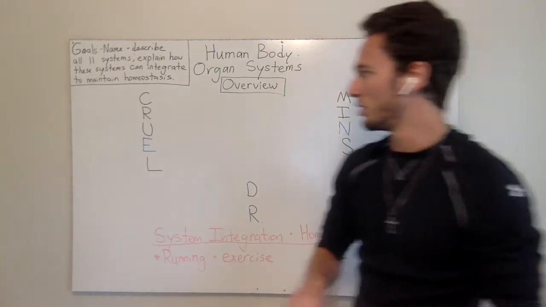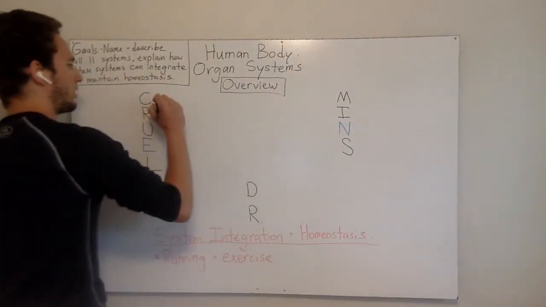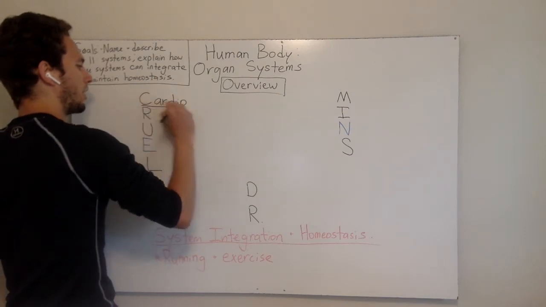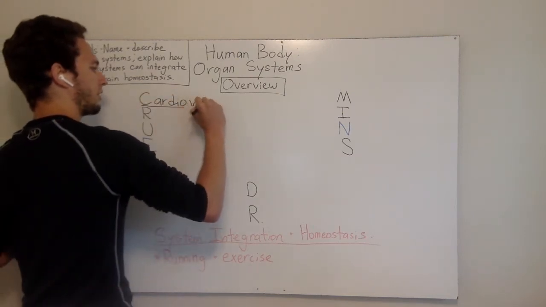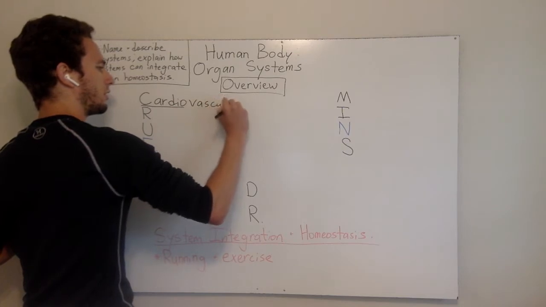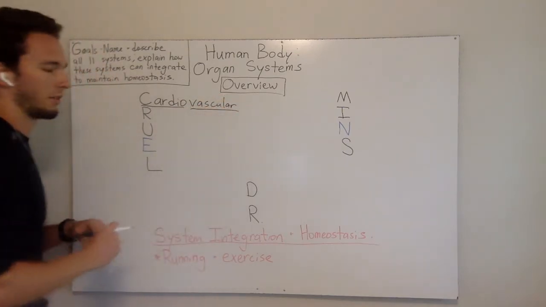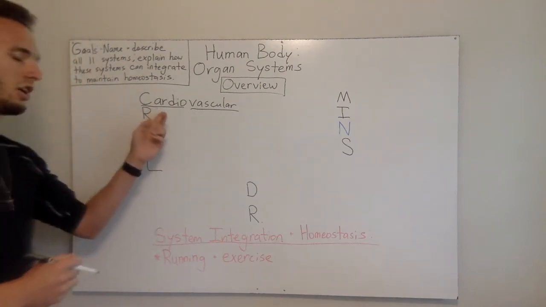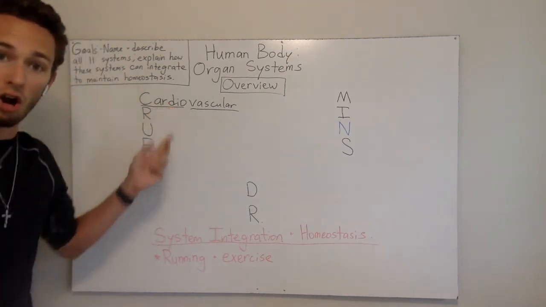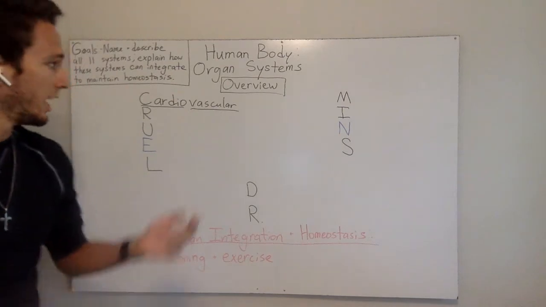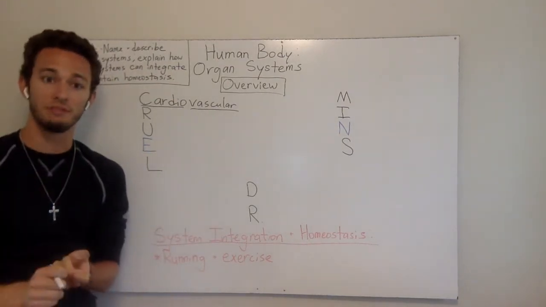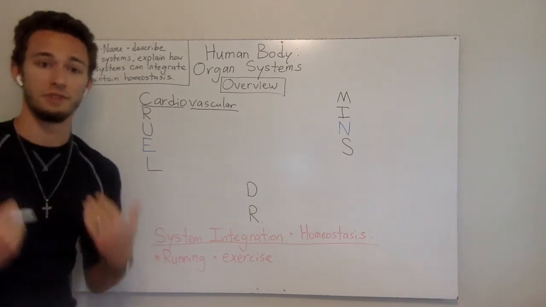So let's get started. C. C we're going to designate as the cardiovascular system. Now, the cardiovascular system, there's two parts to this. There's cardio, which stands for the heart, the muscles of the heart, and then vascular, meaning vessels. So we're talking the blood vessels, like your arteries and your veins.